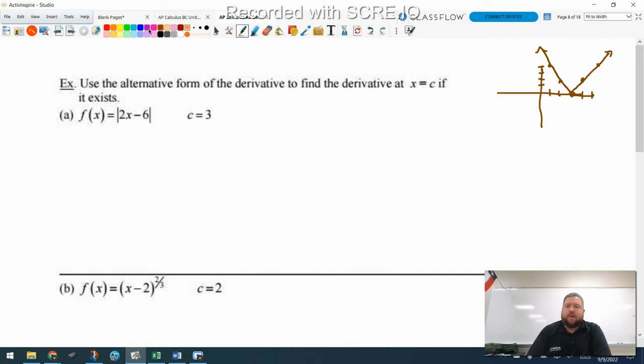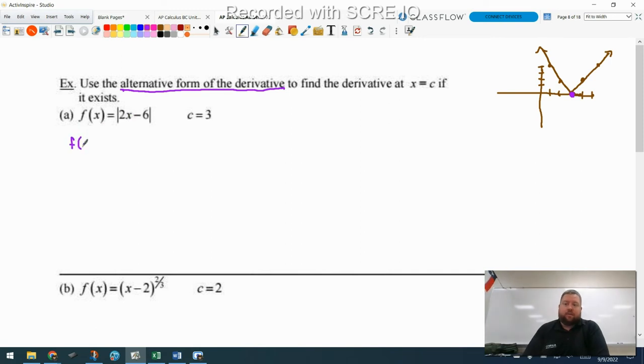We are looking at this where c is equal to 3. So you should know from our front page that f is not differentiable at c equals 3 because it has a sharp turn there. That's one way that we could explain how we know that this is not differentiable. The problem specifically told us, though, to use the alternative form of the derivative, so we're going to do it that way.